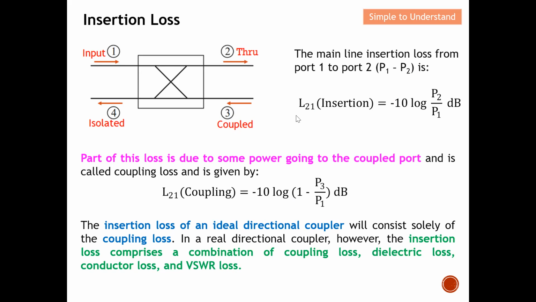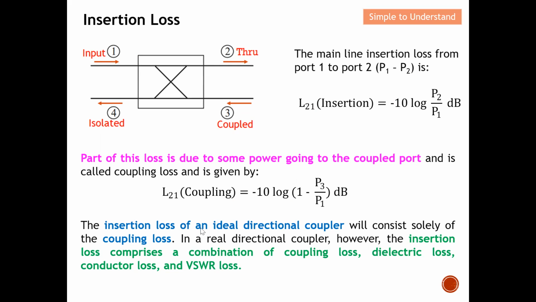What will be the insertion loss from port 1 to port 2? As I illustrate, most of the power should be able to be sent from port 1 to port 2, but whatever the loss, we classify it as insertion loss. Part of this loss is due to some power going to the coupled port. As I illustrate, for this so-called directional coupler, some of the power will actually couple over to the coupled port. And basically, this is what we call a coupling loss, and in fact it is governed by this equation here. So this will be the coupling loss. So how much power is coupled from port 1 to port 3 is governed by this equation here.